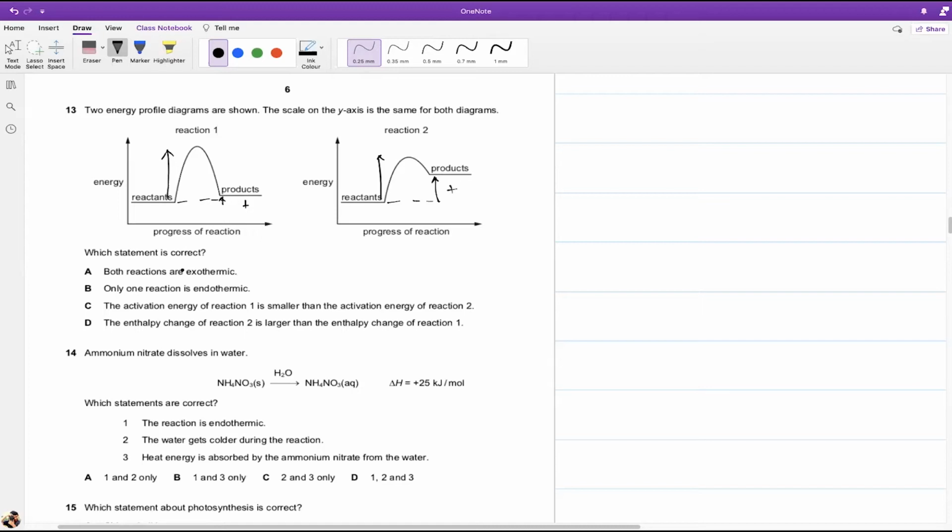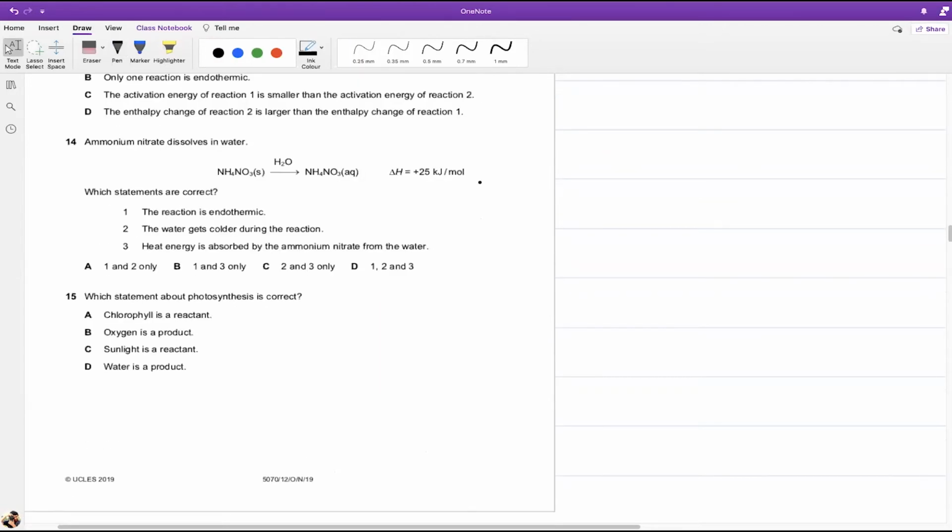Which statement is correct? Both reactions are exothermic. गलत. Only one reaction is exothermic. ये भी गलत. Activation energy of reaction 1 is smaller than that of activation energy of 2. नहीं, गलत बात है, क्योंकि we can clearly see that reaction 1 has a higher hump than the reaction number 2. So clearly, D is the right answer.